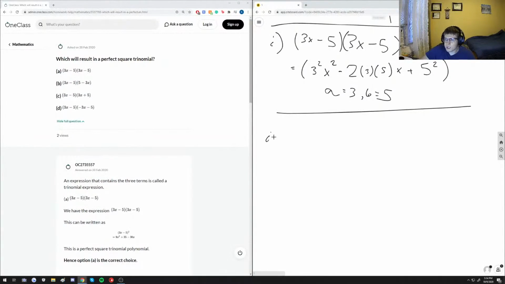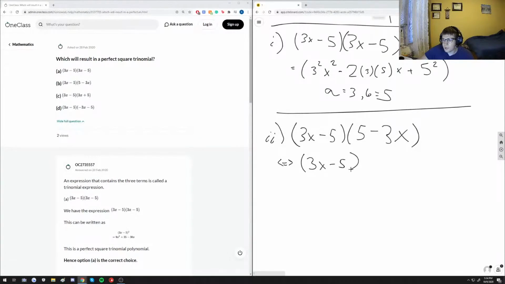Then going on to the second answer choice, we have (3x minus 5) times (5 minus 3x). And let's expand this out again. So actually we can write this in a different way. We can write this as 3x minus 5, and we can actually factor out a minus sign out of this term here, so like a little hack. So I'm going to put this minus sign on the outside here and get (3x minus 5), and that essentially turns this into a perfect square trinomial as we found in this example.